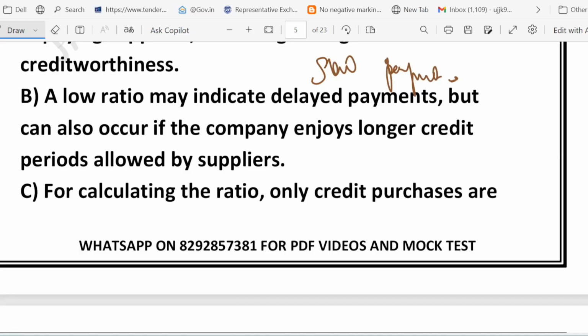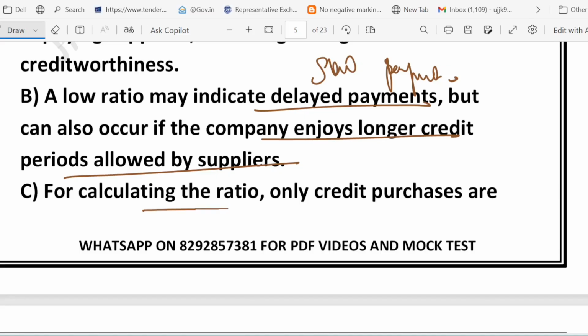Right. But sometimes, it simply means suppliers have given the company longer time to pay, say 90 days instead of 30 days. So a big retail chain might negotiate longer payment terms with suppliers. So the ratio looks low, but it's not a problem. It's not always a problem. It indicates delayed payment, but it can also occur if the company enjoys a longer credit period.